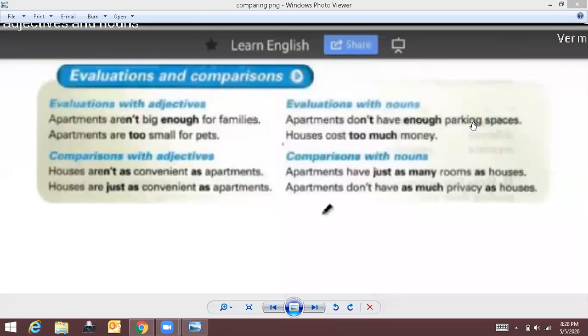Then we go to the third space, and we say apartments don't have enough parking spaces and houses cost too much money. Once again, you're using nouns to compare houses with apartments. And then the last one, you have comparisons with nouns. Apartments have just as many rooms as houses. You're saying they have the same number of rooms. Or you can say apartments don't have as much privacy as houses. So what you're saying in the last sentence is that houses have more privacy than apartments. Are there any questions with those examples there?